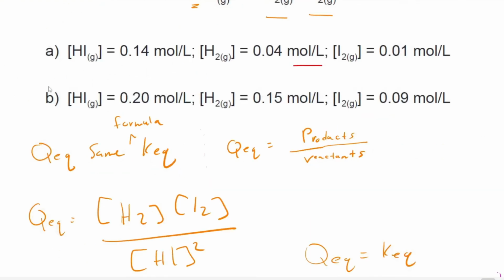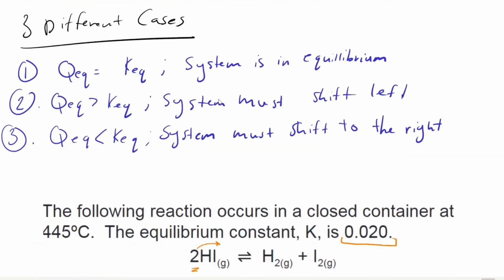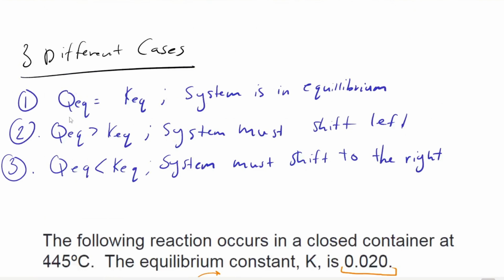You guys should try part B on your own. Look at the information given to you, plug it in, and see what number you get. According to the number you get, look at what is happening. Is my Q equal to K_eq? Is my Q greater than K_eq? Or is my Q less than K_eq?